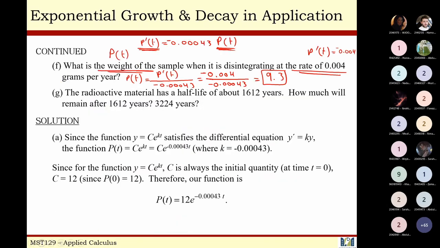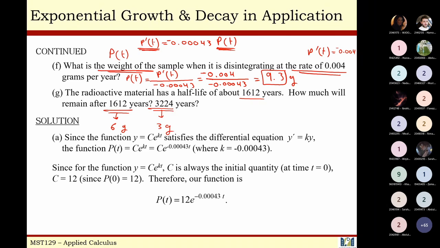Now, so this is the gram. Radioactive material has a half-life of about 1612. How much will remain after the half-life? Because this is the half-life, the dose of the radium 12, so we have 6 gram, half and half, so this is 3 gram directly.